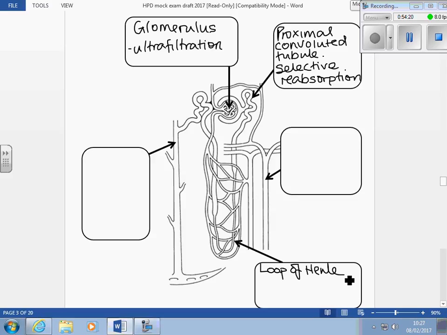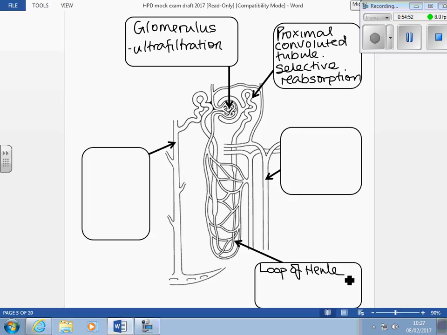So I couldn't. How do you make an arrow go to the whole thing? Yeah, but then it would be ascending and descending limbs. That's why I put the arrow at the bottom. It depends. Had you put descending limb of loop of Henle? If you just put descending limb, I can't mark it wrong. In that case, yeah, I'd have to mark that right, really.